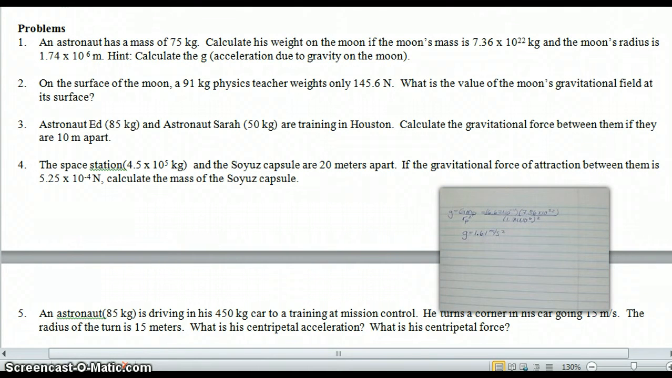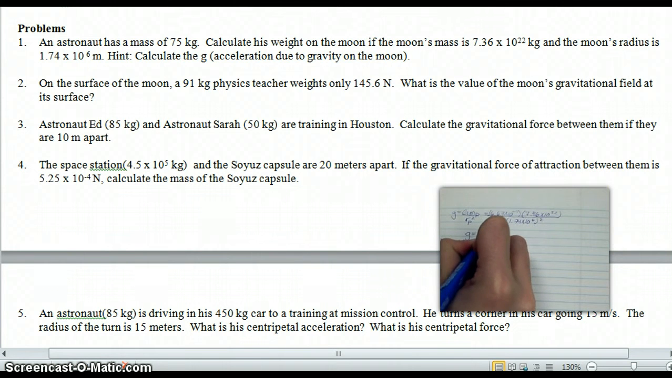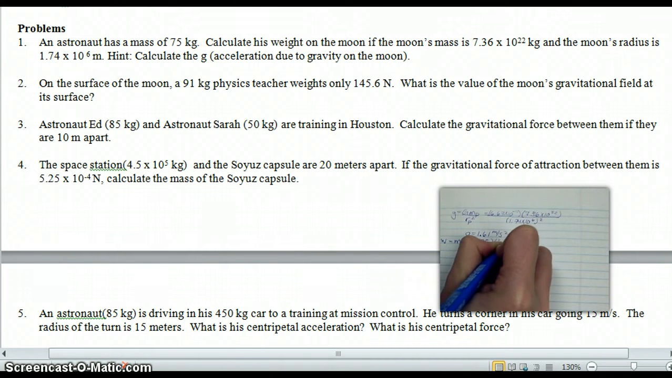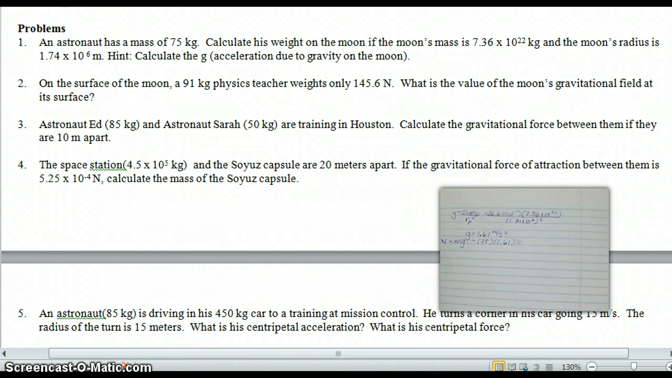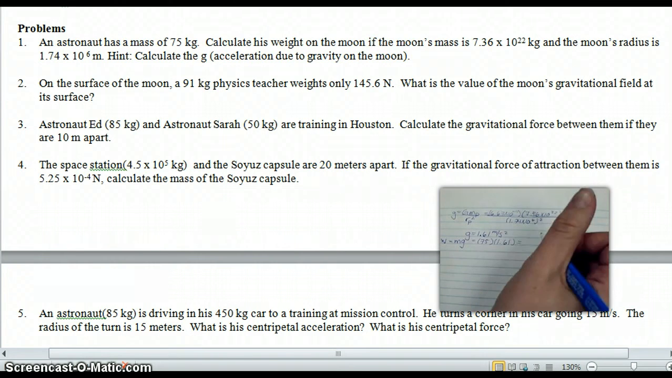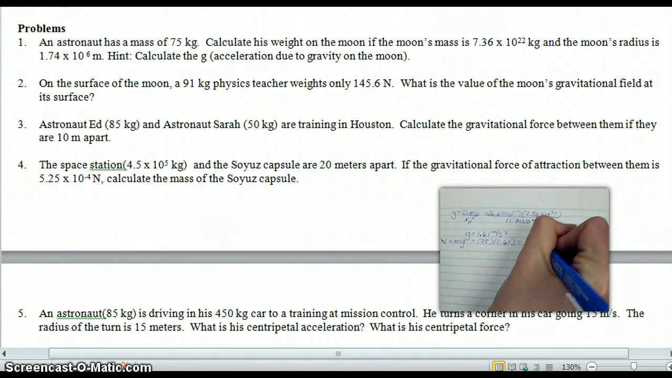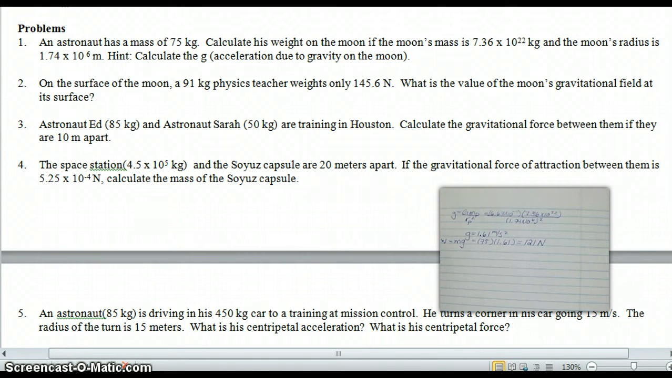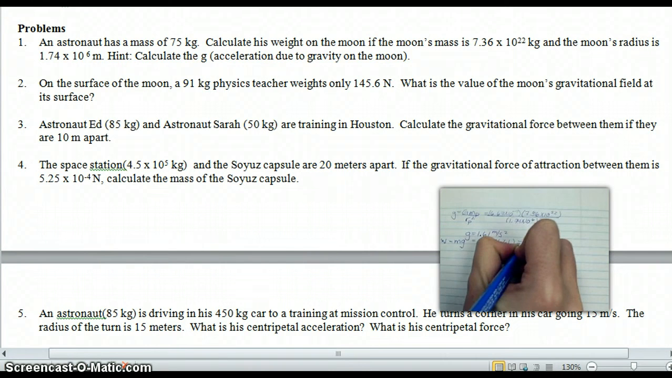If you remember from the forces unit, weight is equal to m times g. So we're going to do m times g, and they tell us that his mass was 75 kilograms, and we're going to multiply that by 1.61. So if you do that in your calculator, you get 121, and if you remember, we measure weight in newtons.